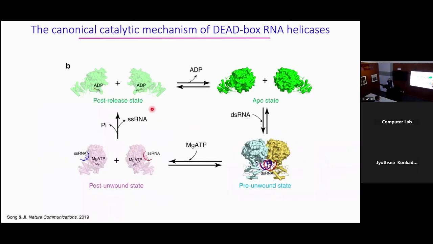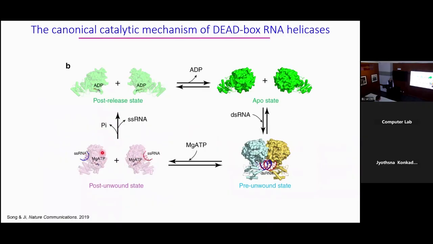All right, so here's what's thought to be the enzymatic cycle of this kind of helicase. So these are apo states. There's no nucleotide bound here. Two of them will bind to an RNA strand, and then ATP binds and it separates the two strands into single-stranded segments on the duplex.